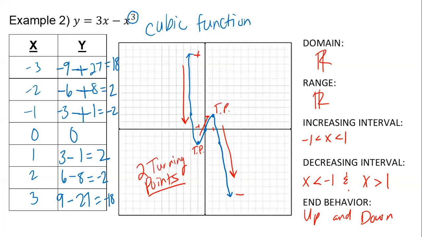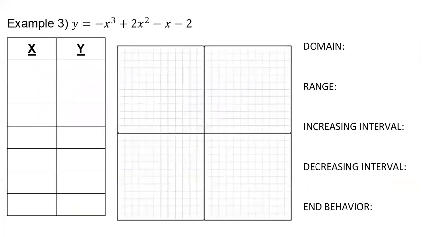Okay. How do we feel? Still good? All right, our last one. So again, looking at the highest power, we see that we still have a cubic. And we're still going to create a table. We'll make it a short table. Let's do -1, 0, 1/3, 1, and 2.